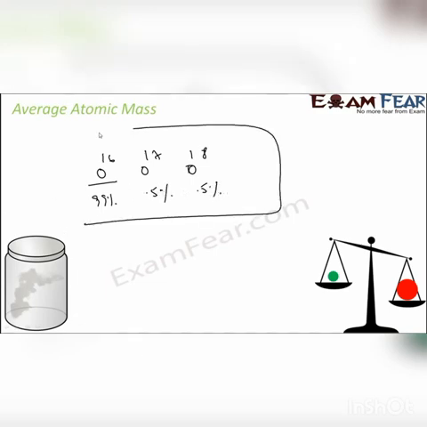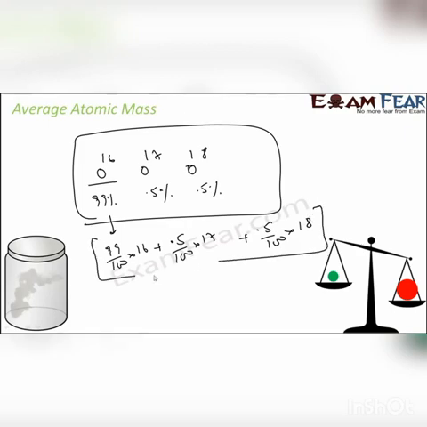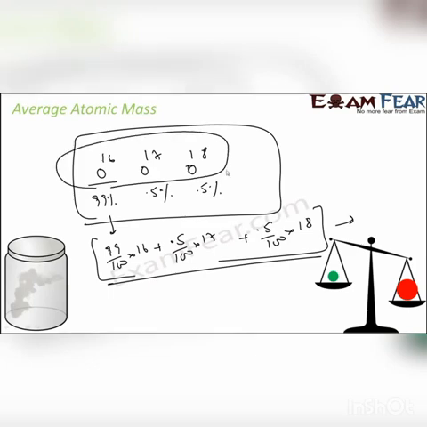If you talk about the average atomic mass, that means the atomic mass of any oxygen sample which you get will have 99% oxygen 16. So it will have 99 by 100 into 16, plus 0.5% of 17, plus 0.5% of 18. So this will be the average atomic mass, because this is the average of the atomic mass of all the isotopes in a given sample.